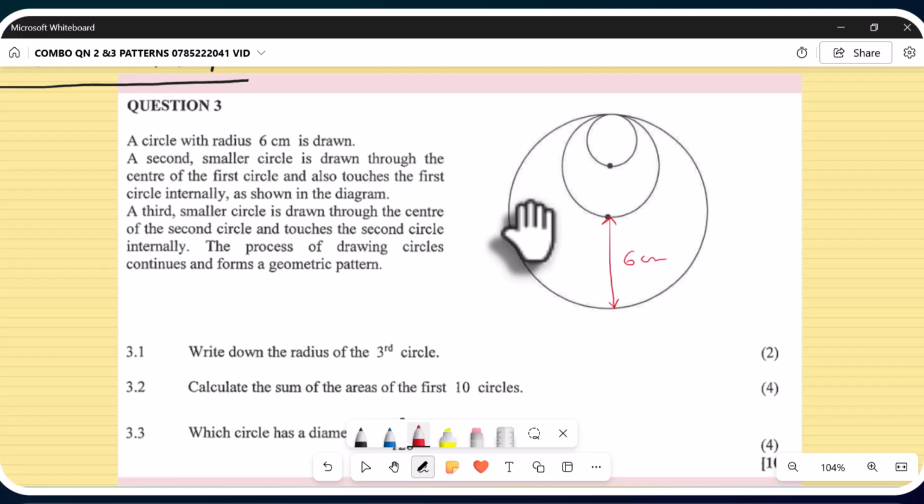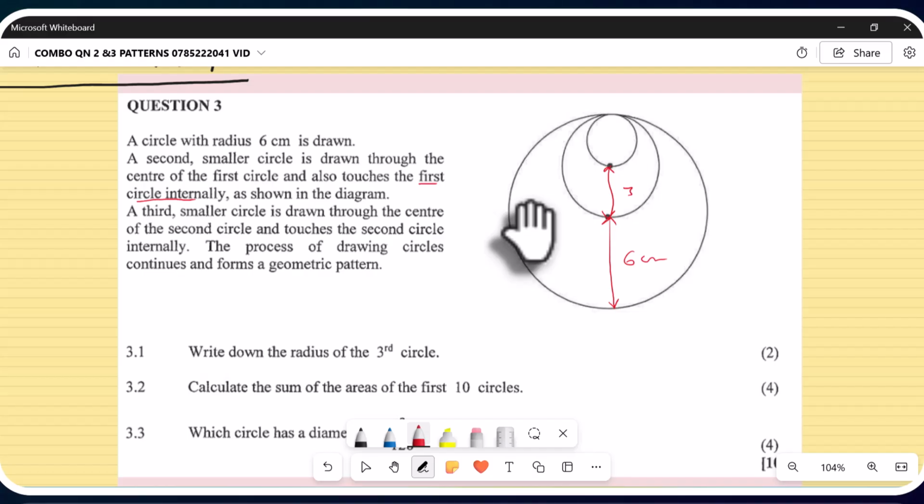3 centimeters. And then a third smaller circle, so they continue like this again, passing through the center of the second circle. This is the center here now. So this one must be 3. Then divide by 2 to get my radius. It's going to be 3 divided by 2, which is 1.5 centimeters here.